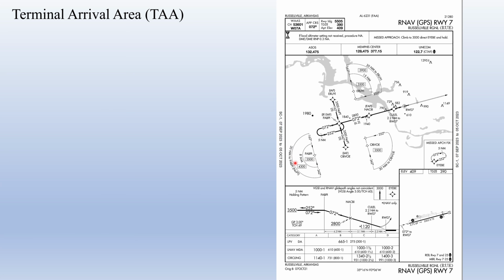You'll also see on this sector that it notes no PT, so we do not need to do the procedure turn, the holding pattern in lieu of the procedure turn, when we are approaching from this direction in this sector. So we don't need to do that. And then once we are down at 3,500 feet, we go ahead and go to the plan view and start utilizing the altitudes that we see here on the plan view.